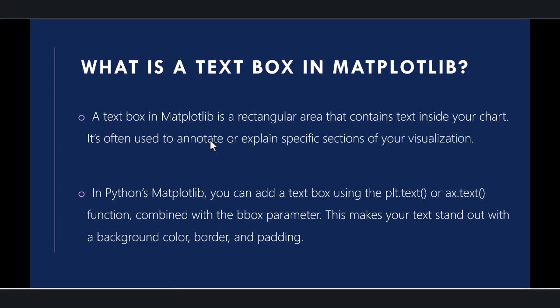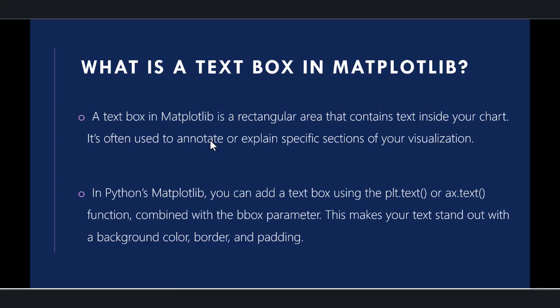In general, you will be knowing about text boxes, which have a rectangular area and contain some text inside that. That text box we will add into the chart of Matplotlib. This text box will help us explain a specific section of our visualization, where we can add some information about the chart and make it more meaningful.